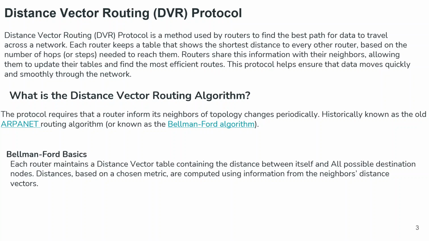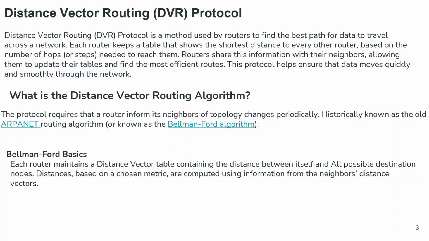Now, what is the distance vector routing algorithm? The protocol requires that a router inform its neighbors of topology changes periodically. It is historically known as the old ARPANET routing algorithm, or the Bellman-Ford algorithm. So the old ARPANET algorithm and the Bellman-Ford algorithm are nothing but the distance vector routing algorithm.